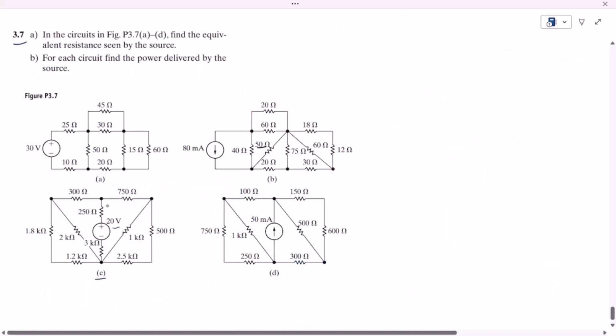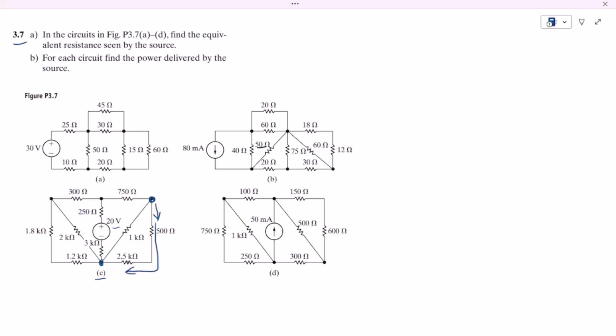So here we have to find the equivalent of this circuit, and in part B we have to find the power delivered by the source. Let us first go through it. Here we can see these are the 2 points, and if the current is flowing here, the same current is flowing through 500 and 2.5 kilo ohm. So these two are in series with each other, therefore I can draw it like this.